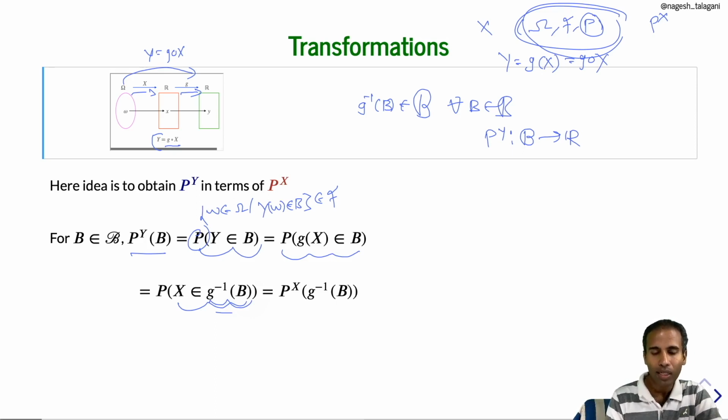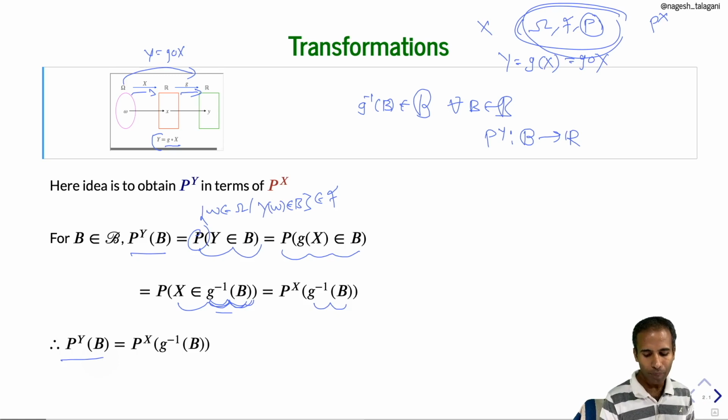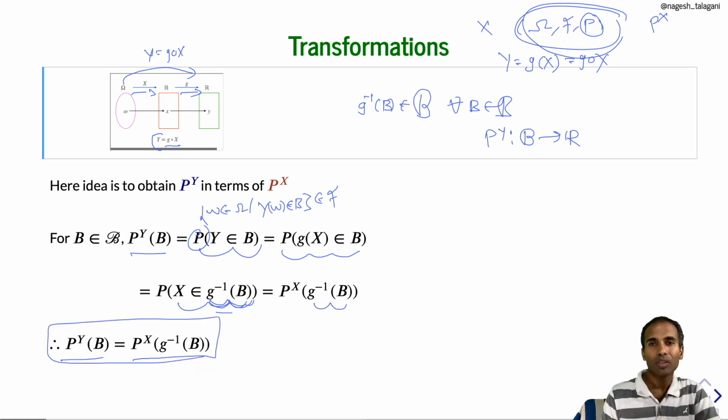So the probability of X belonging to this Borel set is going to be P_X of g inverse of B, the probability of g inverse of B under P_X. Okay, this is the connection. Therefore, P_Y of B is going to be P_X of g inverse of B. This is how we can obtain the probability distribution of Y in terms of the probability distribution of X. This is the general connection.